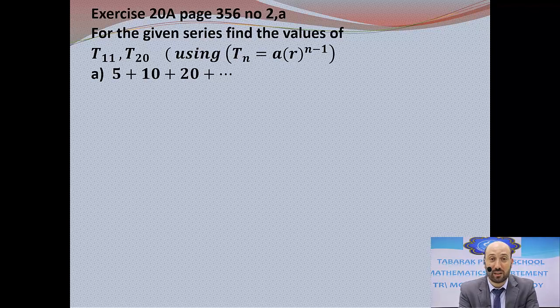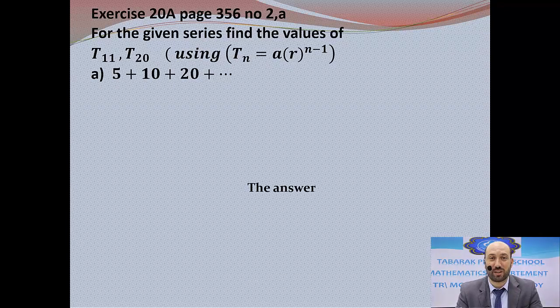So let's try using division. If we divide 10 by 5, we will have 2. If we divide 20 by 10, we will have 2. So now we have the same quotient, the same ratio. So here we have a geometric series.